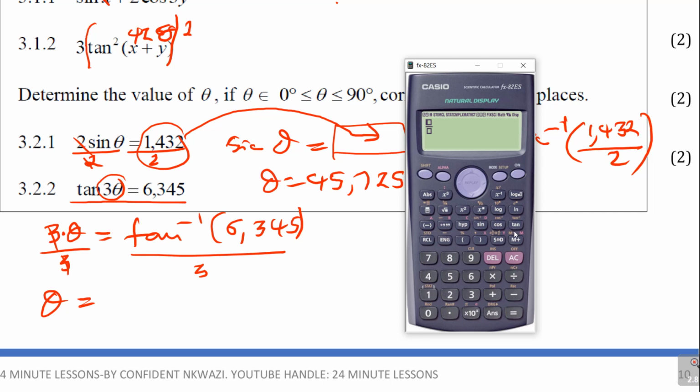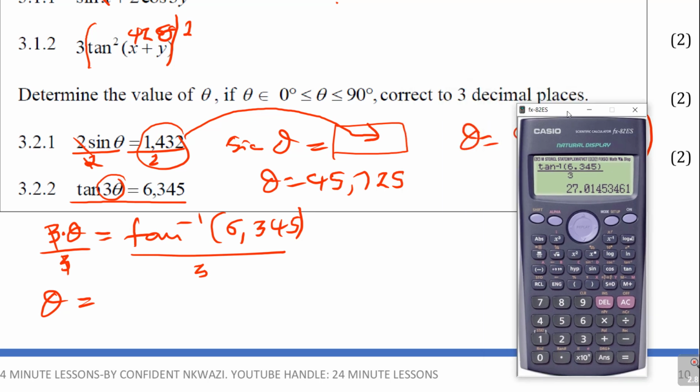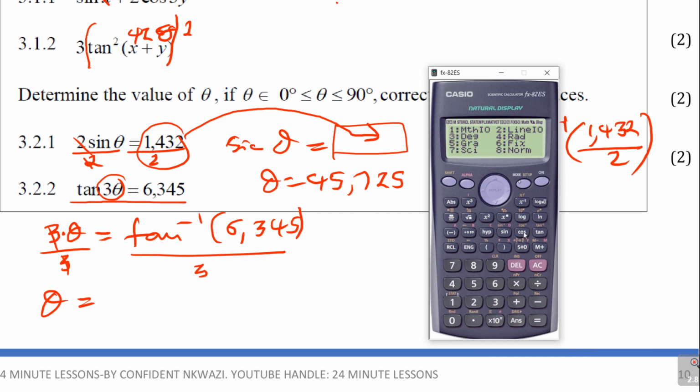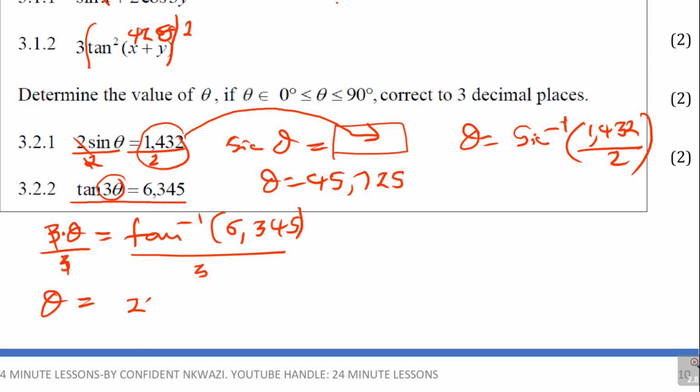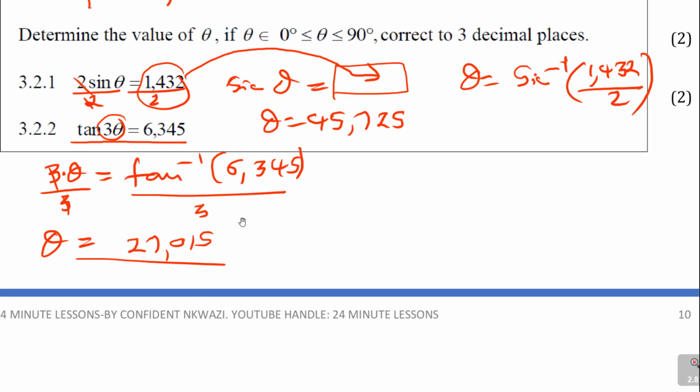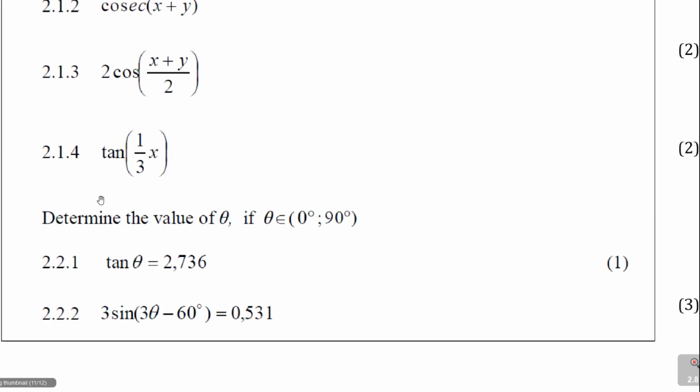Shift arc tan. It's what? 6,345 over 3. There it is. And you get the answer 27,014. 3 decimal places. Shift setup 6. That's how I set it up to 3 decimal places. 27,015. See that? 27,015. Alright, so this is just the simpler use of a calculator that you could have done.